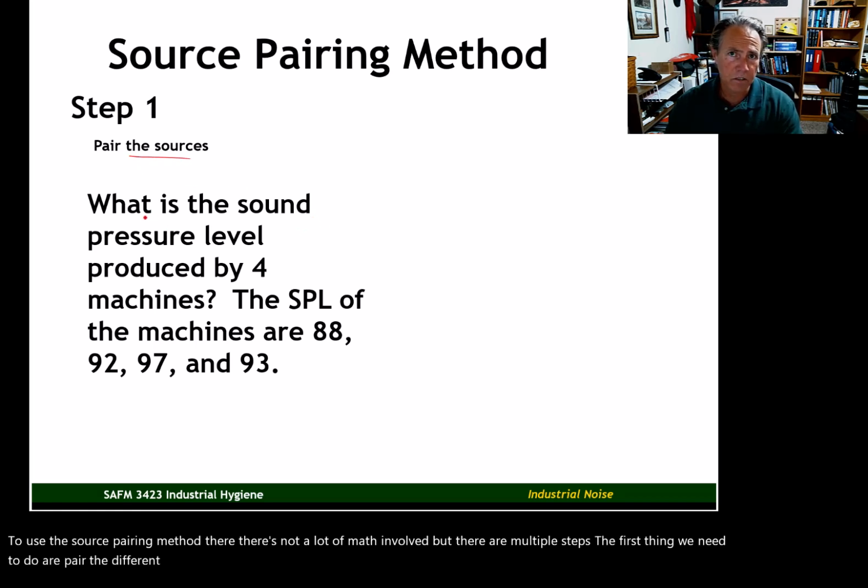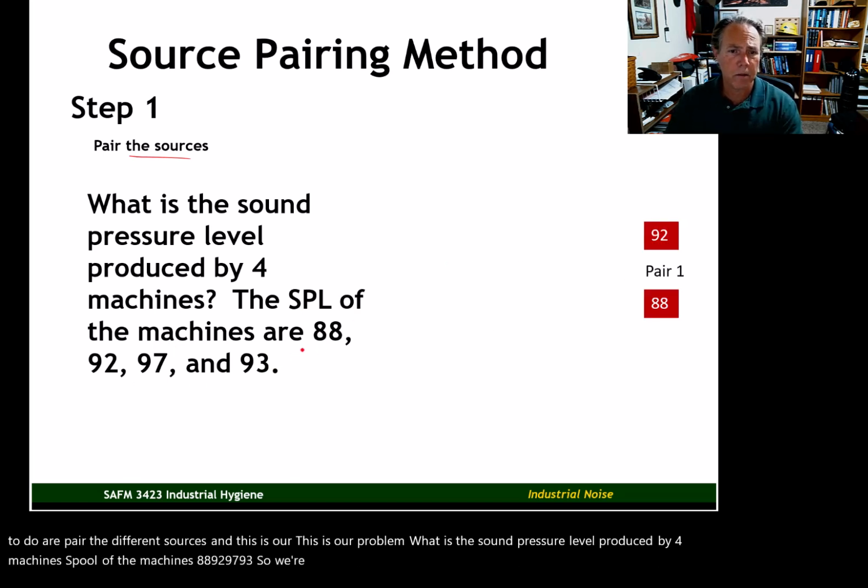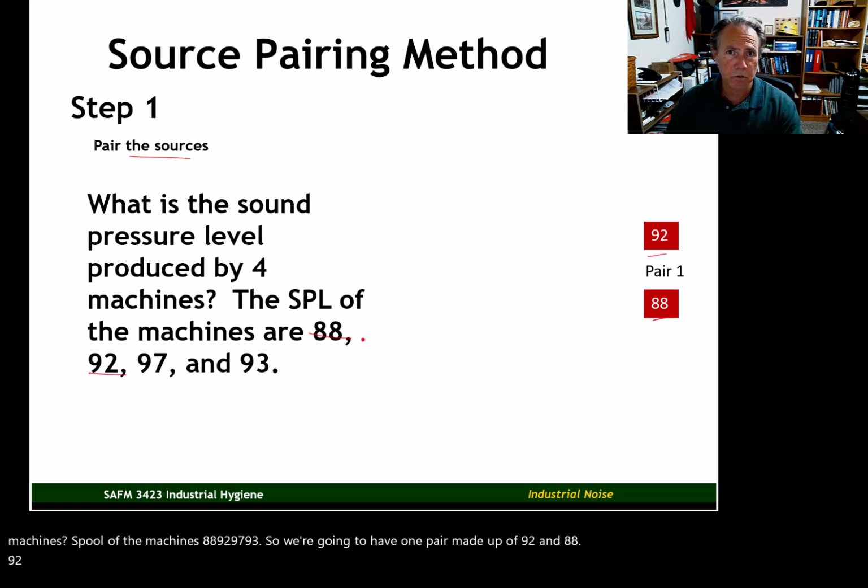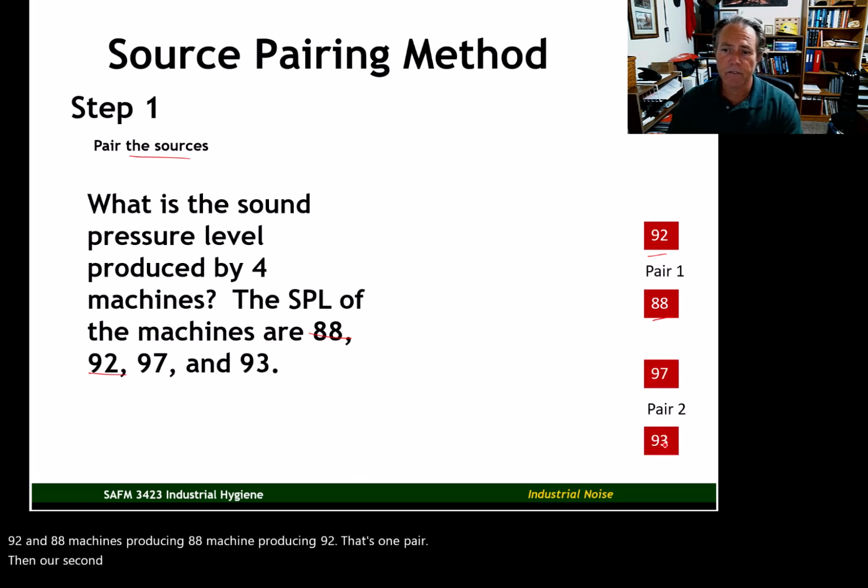Again, this is our problem. What is the sound pressure level produced by 4 machines? SPL of the machines, 88, 92, 97, 93. So we're going to have one pair made up of 92 and 88. Machine producing 88, machine producing 92. That's one pair. Then our second pair, 97 and 93. Machine producing 97 decibels and the machine producing 93 decibels.